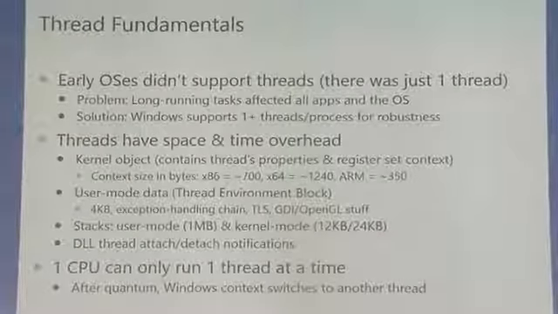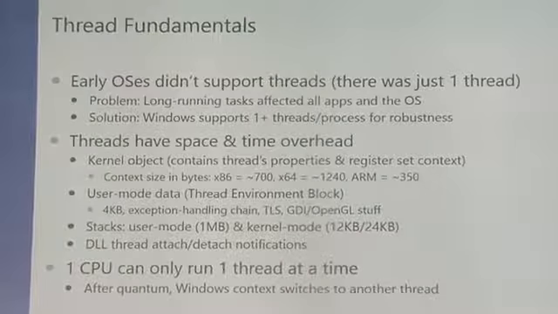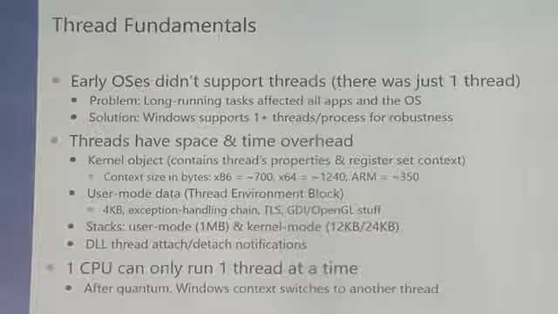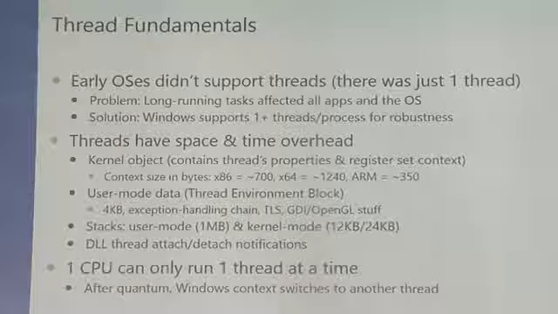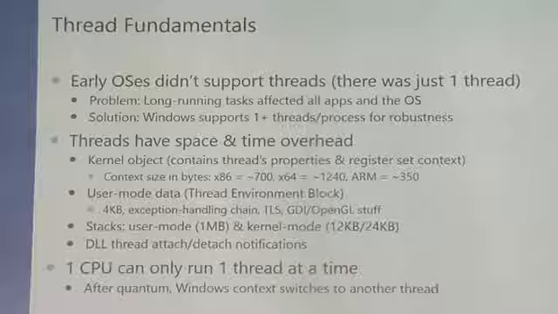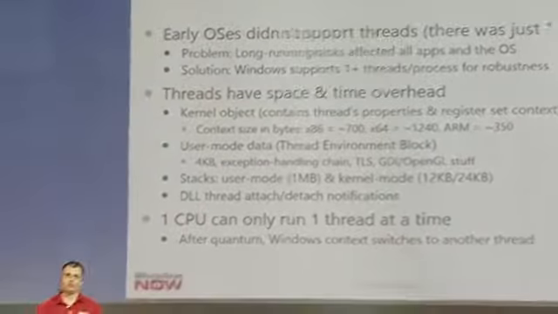In addition to the kernel mode data structure, every thread is allocated for it a user mode data structure, which we call the thread environment block, or TEB for short. And on all the CPU architectures today, the TEB is 4 kilobytes in size. The TEB contains the exception handling chain. That is, whenever your thread enters into a try block, there's a node that's added to a linked list of the try block. And whenever your thread leaves a try block, there's a node that's removed from the linked list.